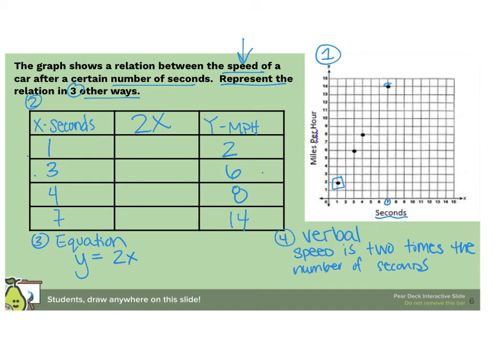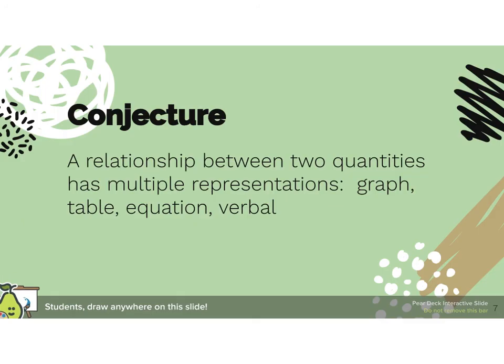We know how to represent a relation with a graph, number 1, with a table, number 2, with an equation, number 3, and verbally, number 4. Now, I didn't fill in the table because they already have the Y values for us, but I could have done 2 times 1, 2 times 3. That's what you would do if you had to figure out Y. But we were given Y. But just so you know what it would look like, 2 times 7.